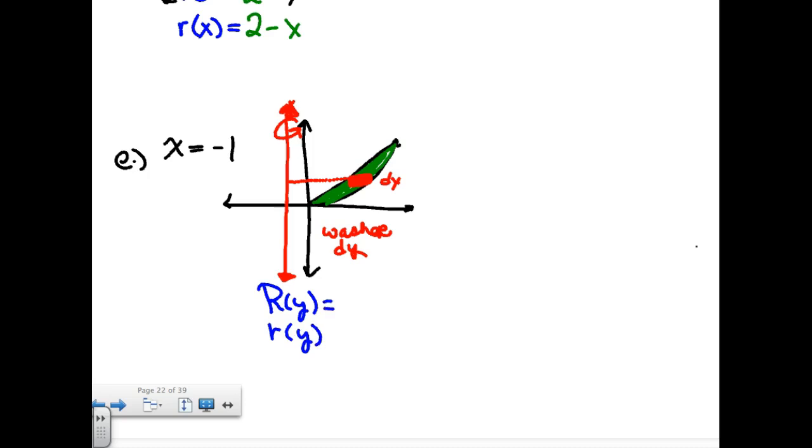Sometimes it helps to label them as functions of y. Again, my outer radius is the distance from the axis to the outer edge, which is going to become right minus left, but it has to be solved for y. That outer curve is y equals x squared, which means x is the square root of y. Technically plus or minus, but this one is up above the curve. So I'm going to have root y.